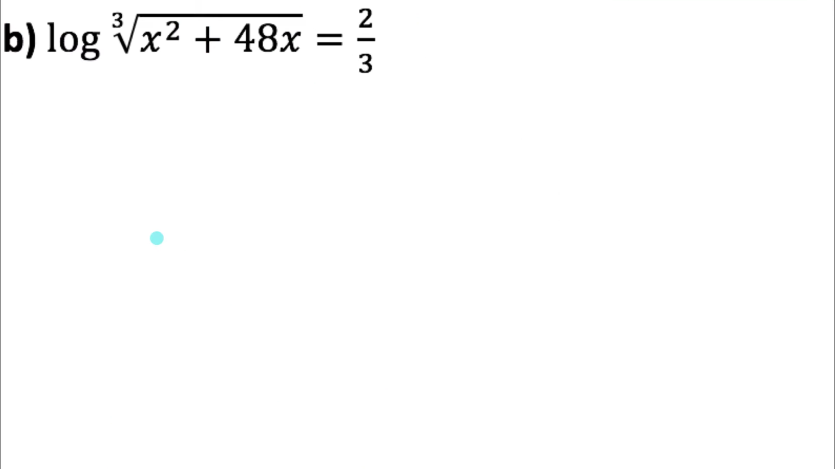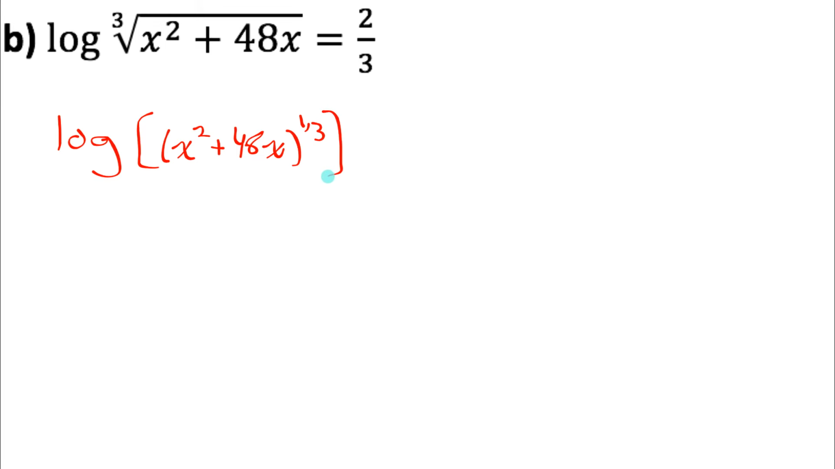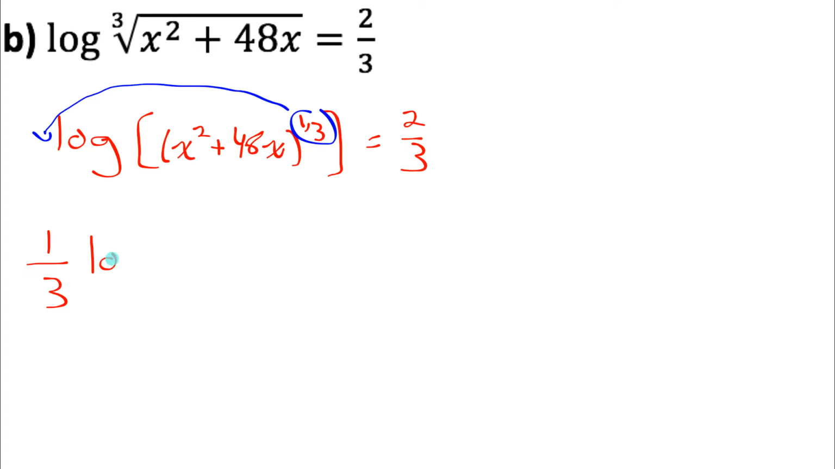All right, let's solve two more equations. This one, it may be tempting because it's log equals number to convert it to exponential right away, but I think there's actually going to be an easier thing to do. I'm going to rewrite that cubed root symbol as the exponent 1/3. So log of x squared plus 48x to the third equals 2/3. And now I'm going to use my power rule of logarithms to take this and bring it down. And you'll see why I'm doing that in a second. So I'm writing that 1/3 as the coefficient of the log.